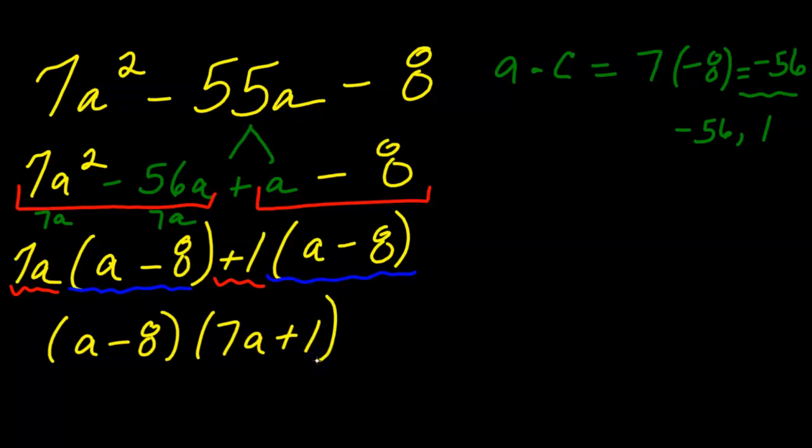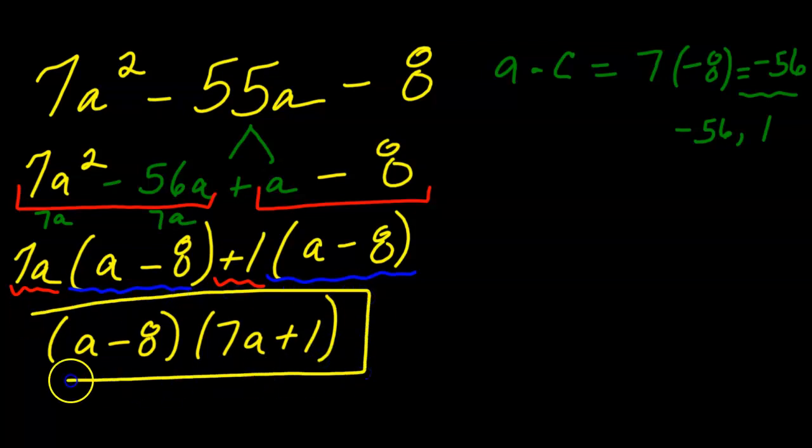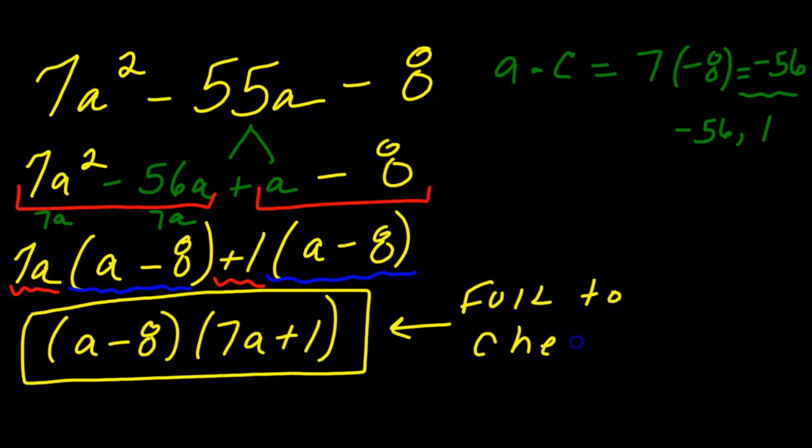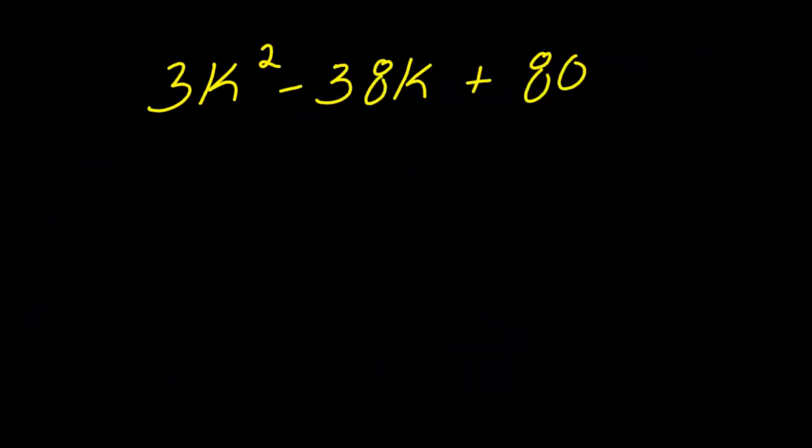Okay, and again, your answer is going to be a product of two binomials. And if you want to check yourself, all you do is you take that and you FOIL it. And if you FOIL that, you should get what you started with. Okay, let's try another one.